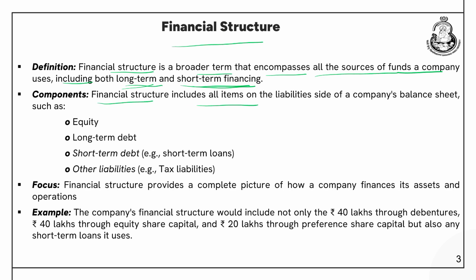So, here is the financial structure. It includes all items on the liability side of a company's balance sheet. So, equity, long term debt, this we already had when we were talking about the capital structure, right?